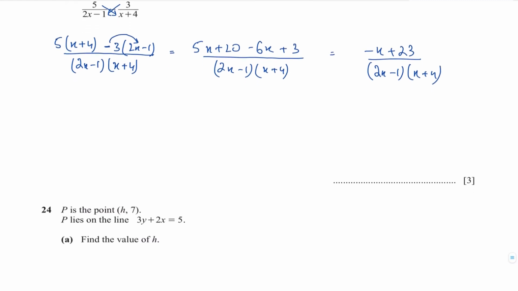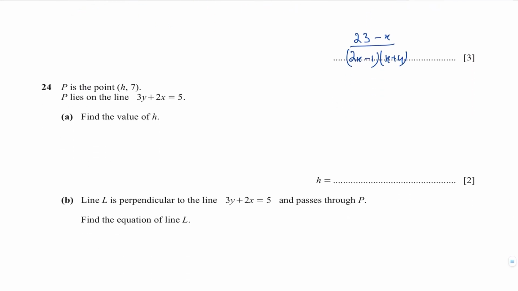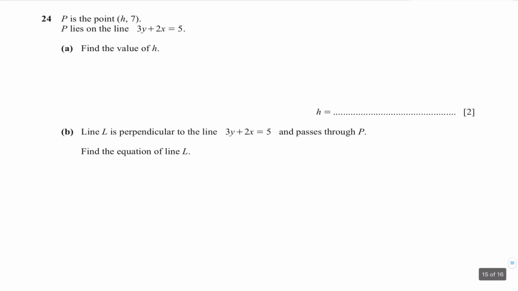Alright, so let's just write this here, and in fact let's just write this as 23 minus x. This looks a lot nicer, over 2x minus 1 into x plus 4. There you go. Okay, now let's do question number 24, which is the second last question.